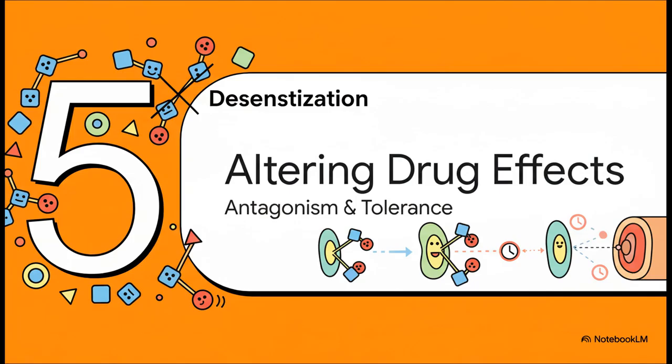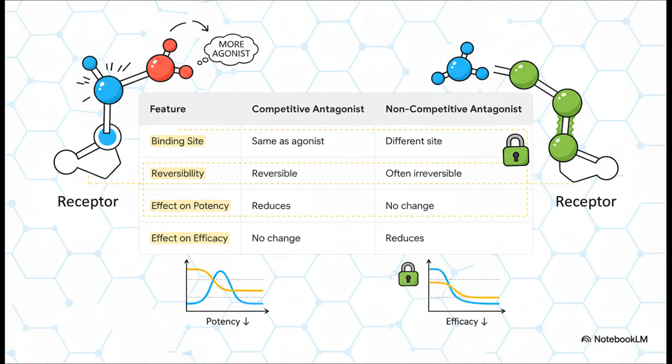All right, Section 5. Now, a drug's effect isn't set in stone. It can be blocked by another drug, or its own effect can just sort of fade over time. Let's talk about how and why that happens. Okay, this is a classic exam topic: competitive versus non-competitive antagonists. A competitive antagonist fights for the exact same binding spot as the agonist. It's a head-to-head battle. You can overcome it by just flooding the system with more agonist.